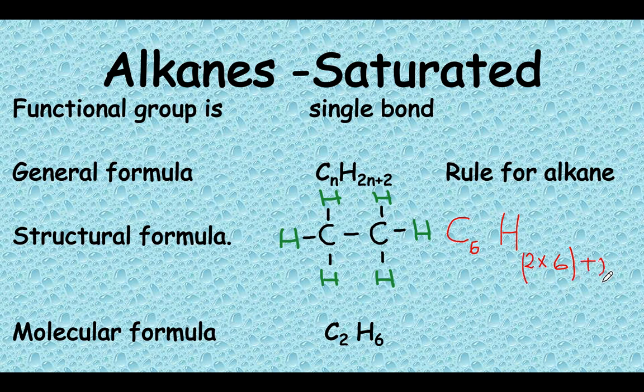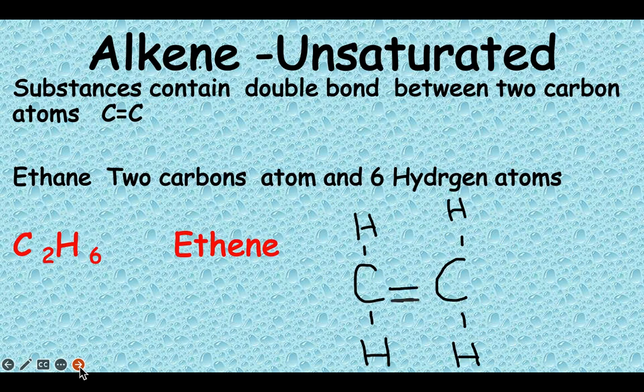Here, if we show a structural formula for hexane, C6, how many hydrogens are we going to show bonding with the carbon atoms? 12 plus 2 is 14. So in the general formula, we can deduce the number of hydrogens if we know the number of carbons.